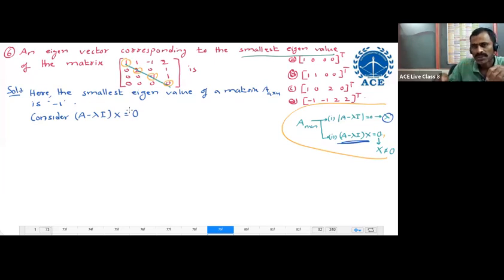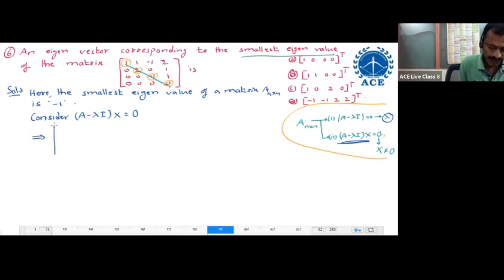Because options are given for this problem, one of the options is the eigenvector of this matrix. Because of these options, we can choose the answer by verification also. But we do this problem by the actual method only. In the next problems onwards, we try to choose the answer by verification. So let us do this problem by the actual method, which means finding the eigenvector as the solution of this system.